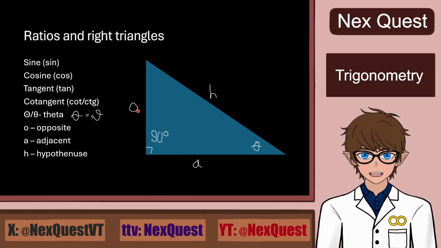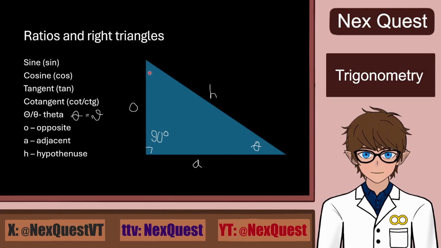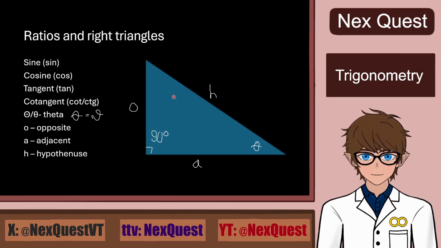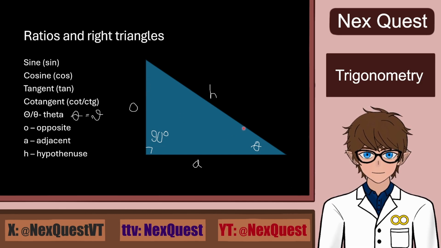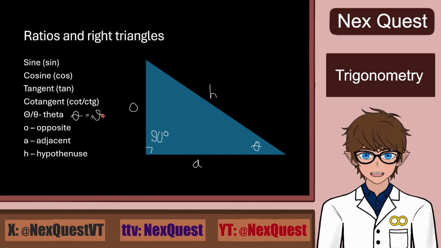So I could technically mark this O of theta, and then up here would be theta dash, and then this would be O theta dash. Basically, the opposite side is the one that is the opposite of the theta. But as I'll later show, I'll change the letters around so it's easier to follow along.